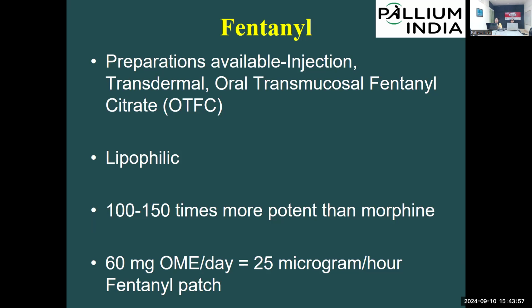And 60 milligram of oral morphine in a day is equivalent to 25 microgram per hour of fentanyl patch. Suppose a patient is on 60 milligram of oral morphine in 24 hours, that patient can be replaced with a 25 microgram fentanyl patch. When I say 25 microgram fentanyl patch, that means 25 microgram of fentanyl is being released every hour. It's 25 microgram per hour.